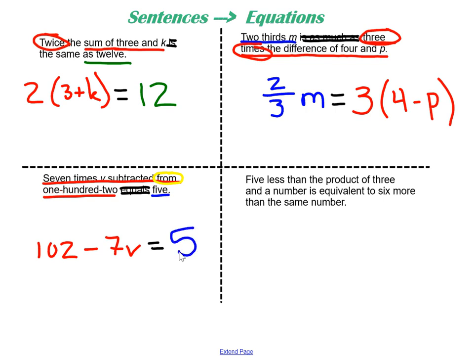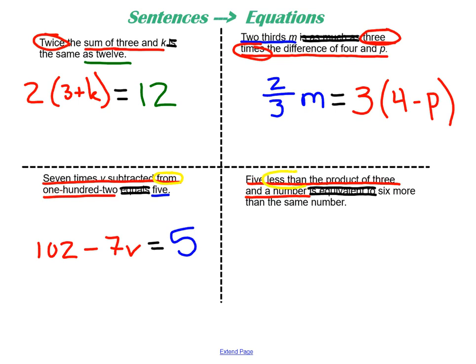My next example is going to be 5 less than the product of 3 and a number is equivalent to 6 more than the same number. So is equivalent to, that's my equal sign. So I have 5 less than the product of 3 and a number. The less than reminds me that I have a turnaround word here.